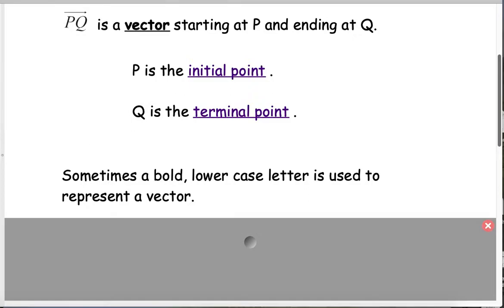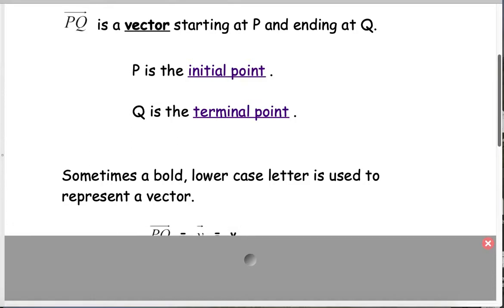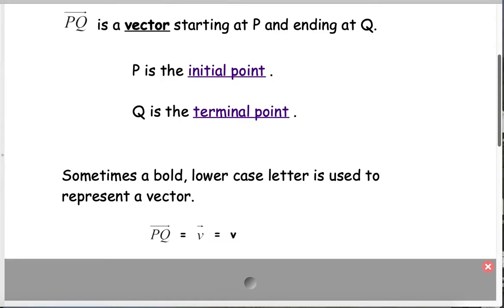Now we have different ways of representing a vector. So sometimes we'll use the 2 points, the 2 capital letters with the arrow above it, but sometimes you'll see it written as just a single lowercase letter with an arrow above it, or sometimes just a bold-faced lowercase letter. And so all 3 of those would be acceptable ways of referring to the vector.